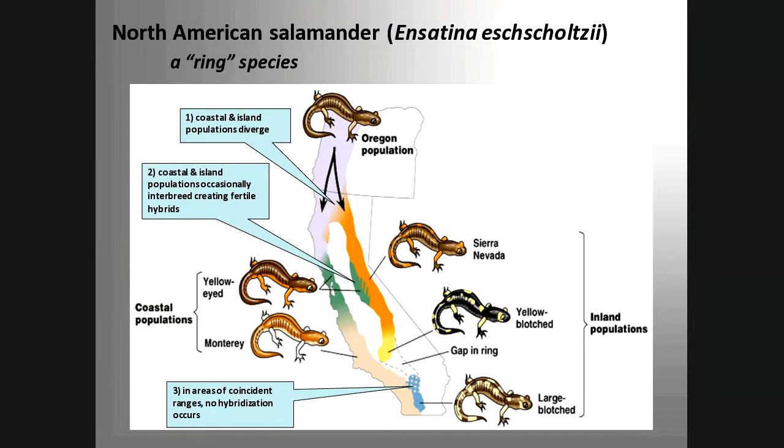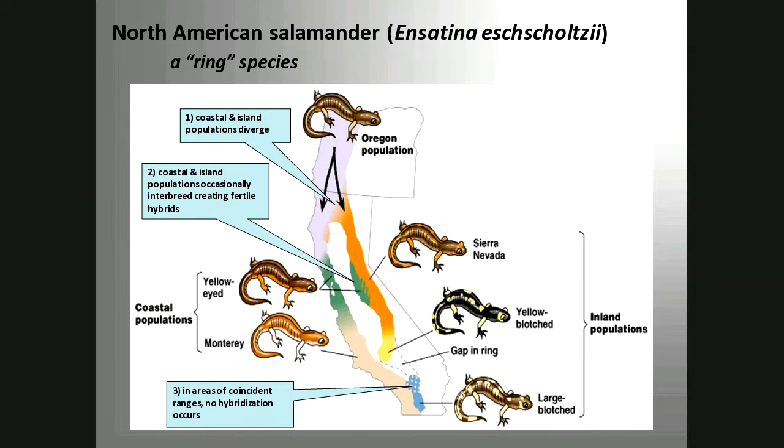Now, in the little green boxes there, the populations diverge. Look what's happening where I point to number 2. In that area in the middle in the green, whenever the inland and the coastal populations do meet with one another, let's say in valley areas or just areas where for whatever reason those salamanders do actually come close enough, they can mate, they do occasionally breed with one another and they do occasionally produce fertile hybrids. So fertile, viable hybrids.